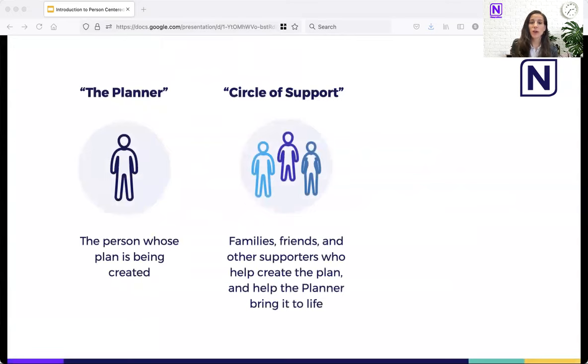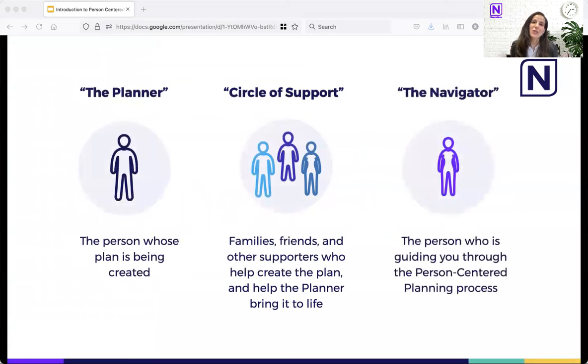Your circle of support are the people close to you and most important to you. This can be family, friends, teachers, staff, neighbors, whoever you want. And the navigator is the person guiding you through your person-centered planning process. Someone like me or another member of our amazing team.